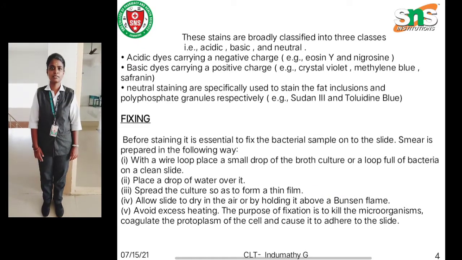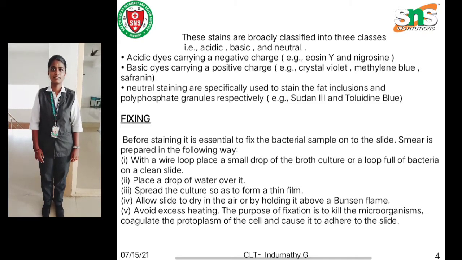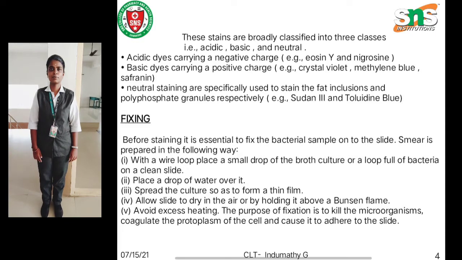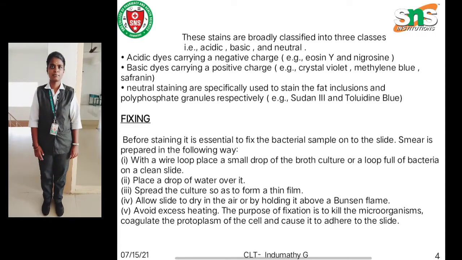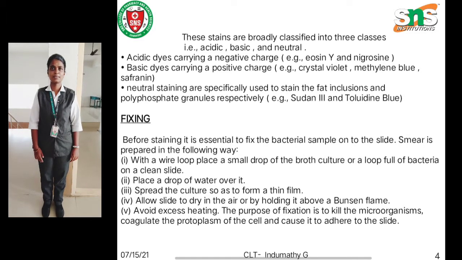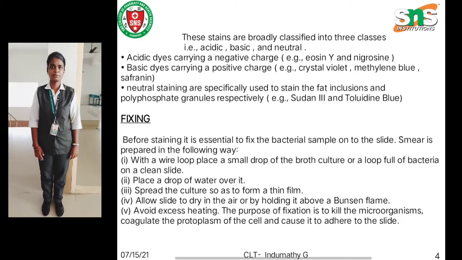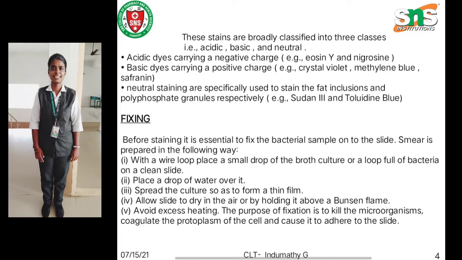Fixing. Before staining, it is essential to fix the bacterial sample on the slide. Smear is prepared in the following ways. With a wire loop, place a small drop of broth culture or a loopful of bacteria on a clean slide. Place a drop of water over the loop. Spread the culture so as to form a thin film. Allow the slide to dry in air or by holding it above a flame. Avoid excess heating. The purpose of fixation is to kill the microorganisms.